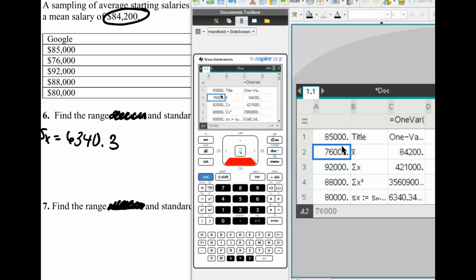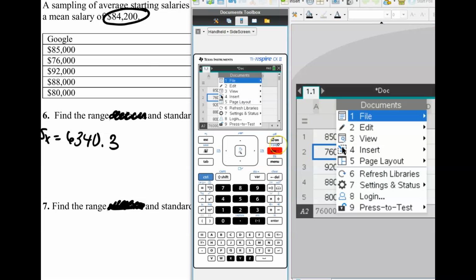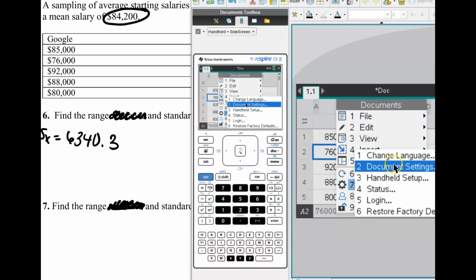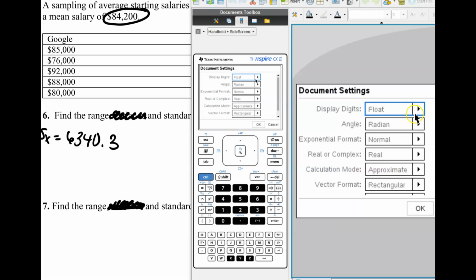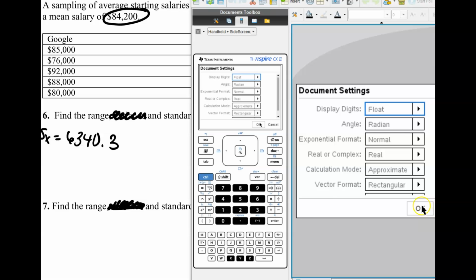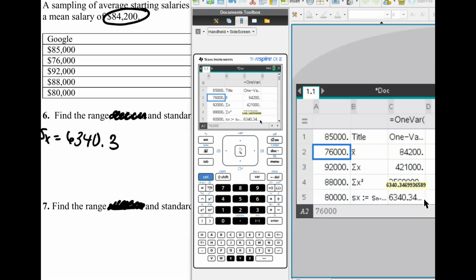Do we need to do that? Click on it, I recommend. I'll show you where you did it. Document, Settings. Go to Float. Some people's are Float 6. Mine's Float 6, exactly. That's why it's showing 0.35. If you put Float and then push enter, it will show you the 0.34. Go to Settings now. Document, Settings, Handheld Setup.